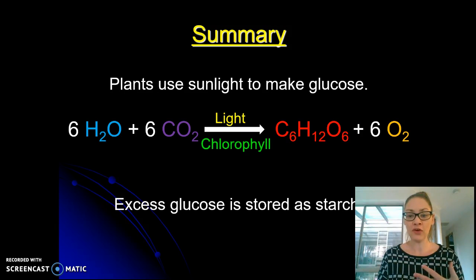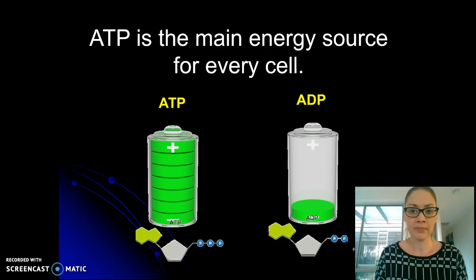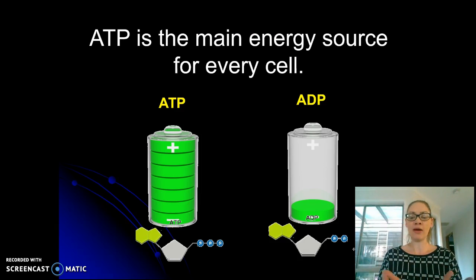The equation for photosynthesis is 6H2O plus 6CO2, in the presence of light and chlorophyll, goes to C6H12O6 plus 6O2. Any excess glucose that is produced is stored as starch. So it's great that we've made all this energy. We have to eat to obtain our energy. Then how do we use it?